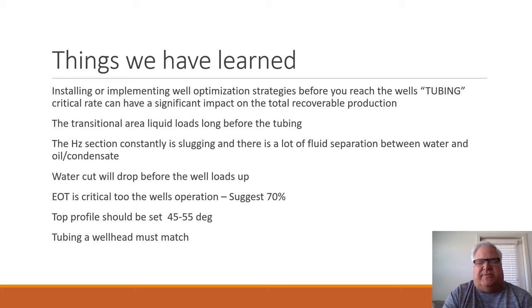If you got the end of tubing either too high or too low, you're going to be struggling continuously. Top profile, I've always believed that you should have that top profile, which is where you would land a plunger lift, in that 45 to 55 degree area. You can go deeper. There's typically not a lot of advantage though, because your true vertical distance between say 70 degrees and 55 is practically nothing, and you don't get a lot of advantage.